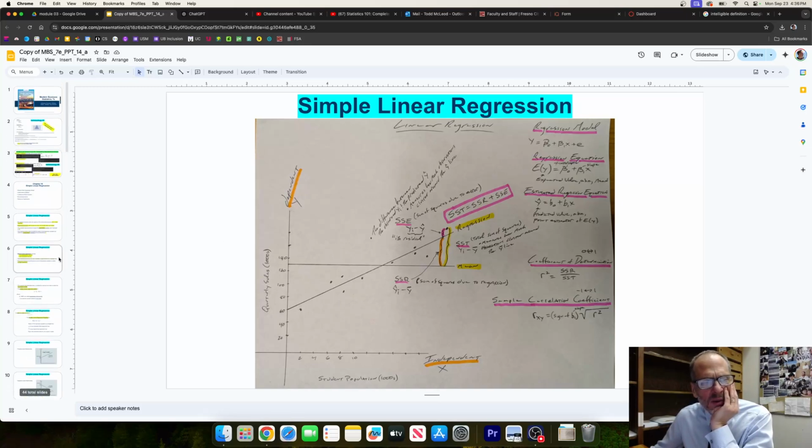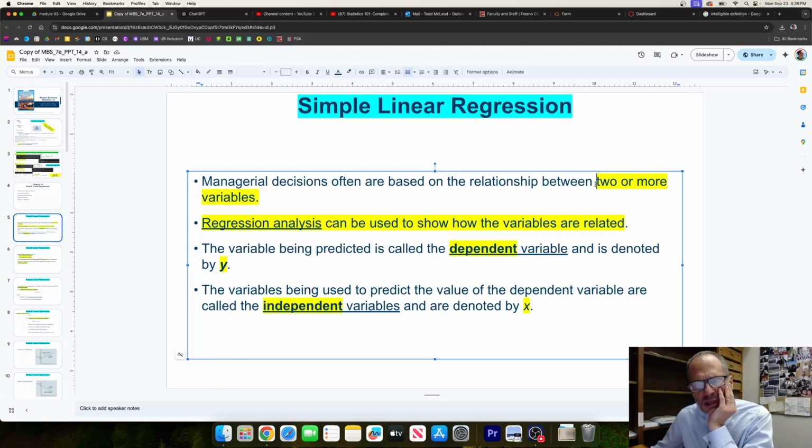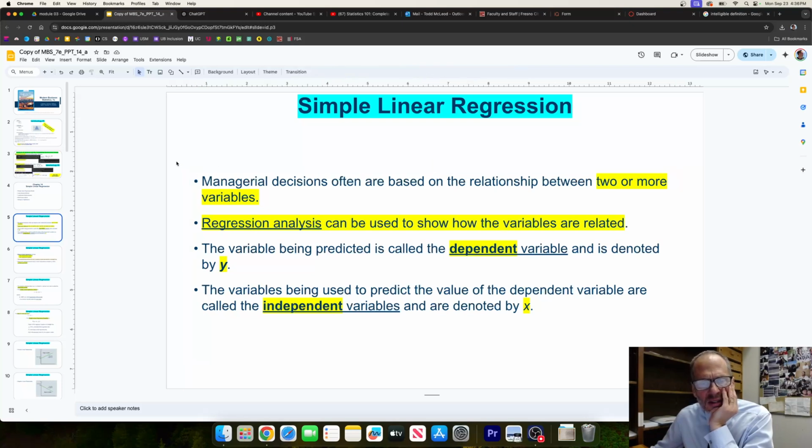And so regression, managerial decisions are often based on the relationship between two or more variables, and regression analysis can be used to show how the variables are related. Okay, so if there is a connection between them or not. And if you put your pizza parlor near colleges with even more students, do you make even more money? Is there a relationship between that?